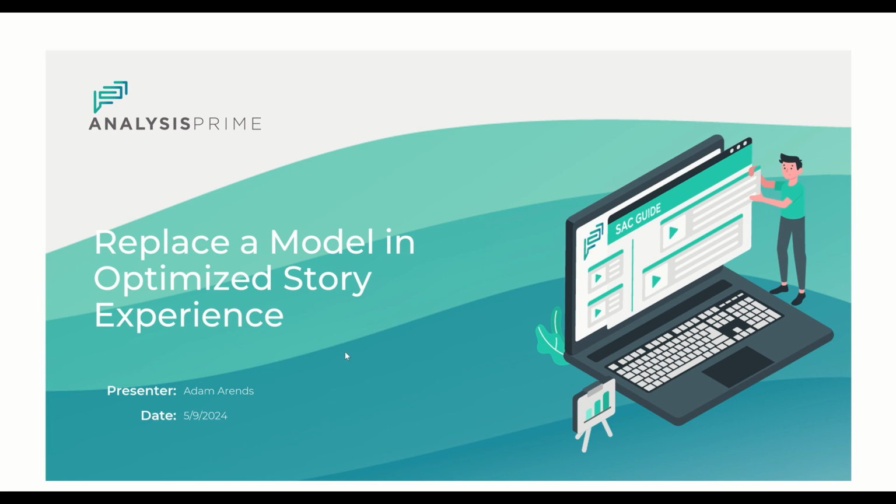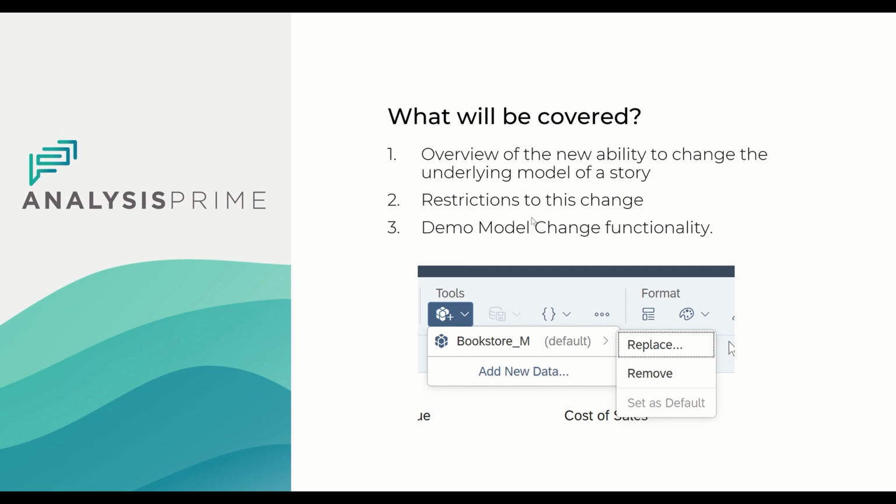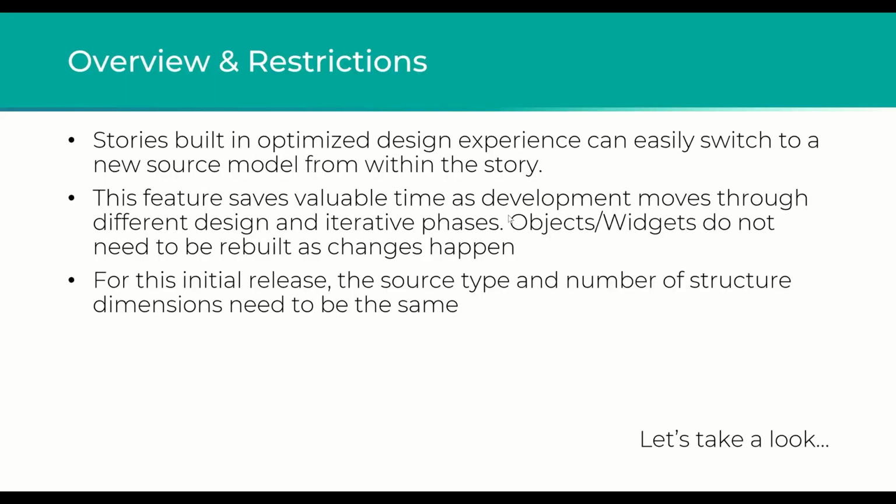Today I want to talk about how to replace a model in an optimized story experience, a new release in the latest quarterly release of SAC. I want to talk about the ability to do this, an overview of how the function works, the restrictions in this current release of this functionality, and then go into a demo of how it's done.